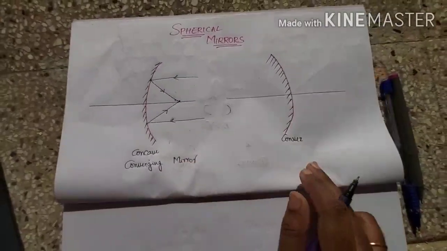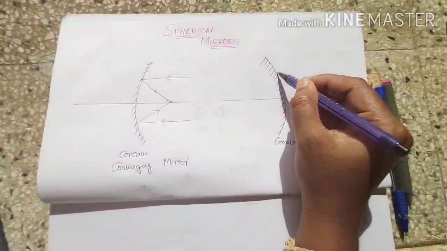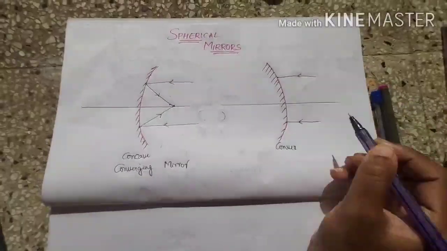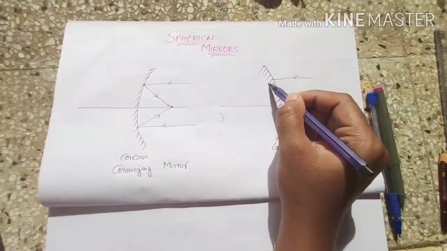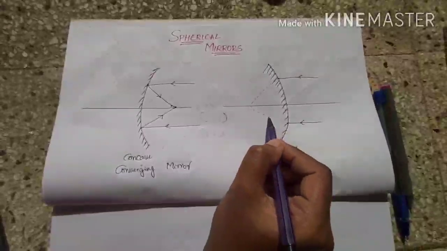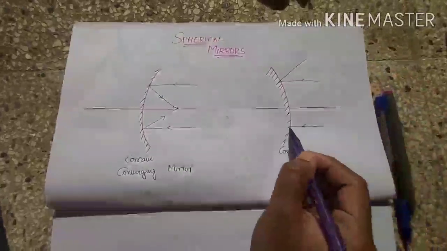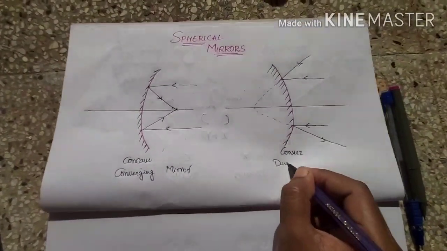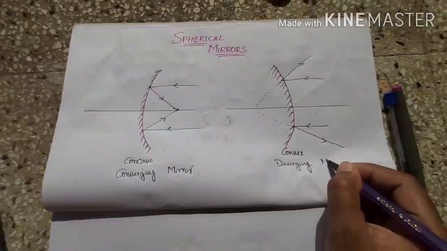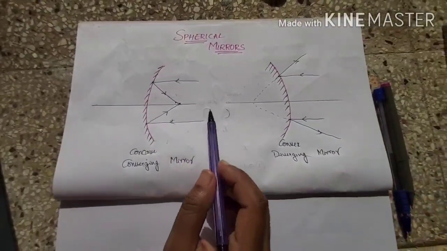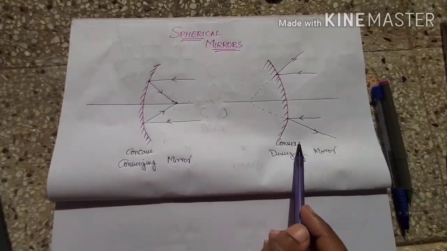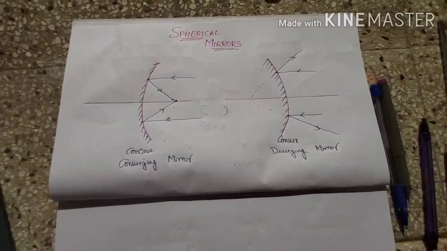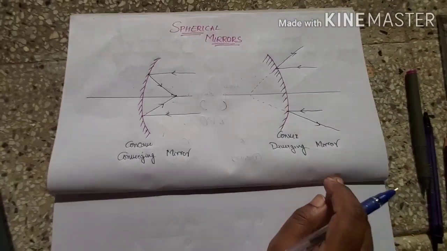Whereas here, convex, when light rays fall onto a convex mirror, for convenience, I'm just taking two rays, okay? After reflection, they appear to meet from a point and get diverged. So that's why these are called diverging mirrors. Converging mirror means after reflection the rays will meet at a point, whereas diverging means they appear to travel in different directions. So this is the basic difference between a concave mirror and a convex mirror.